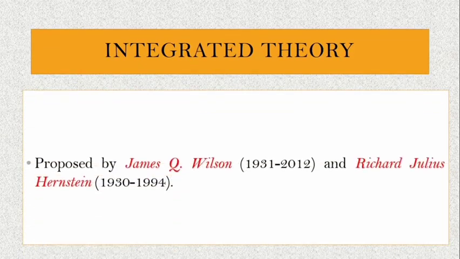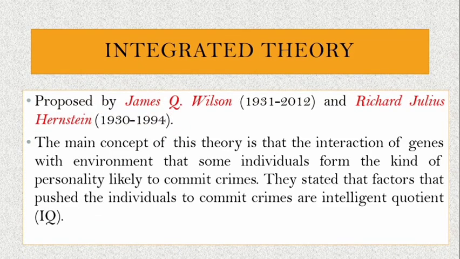Next, integrated theory, being proposed by James Q. Wilson and Richard Julius Herrnstein. The main concept of this theory is that the interaction of genes with environment makes some individuals form the kind of personality likely to commit crimes. They stated that factors that push the individuals to commit crimes are intelligence quotient, as well as body build, genetic makeup, impulsiveness, aggressiveness, and even those mothers who drink and smoke while pregnant.